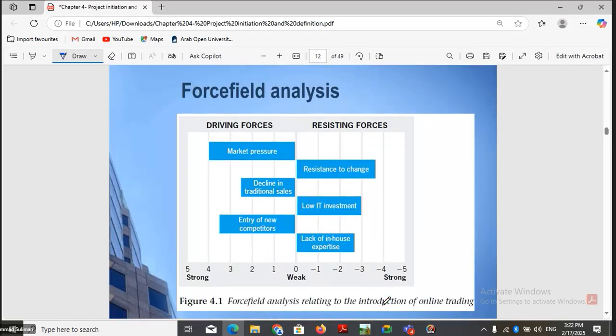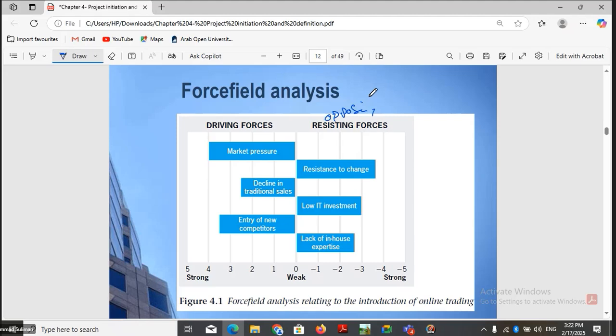For example, we see here a force field analysis for introduction of online trading. Okay, so what are the driving forces? What are the resisting forces? Or you can say what are the opposing forces here? Right.